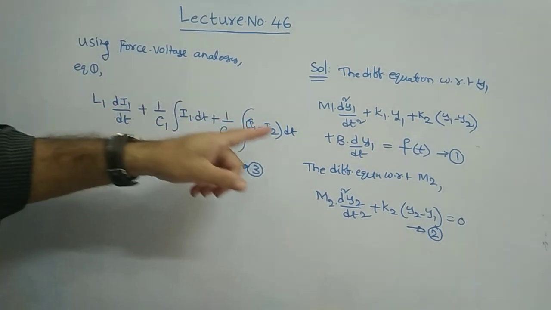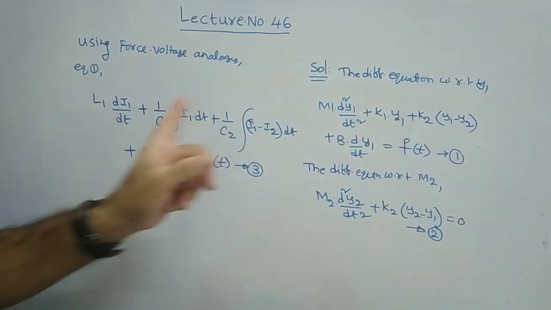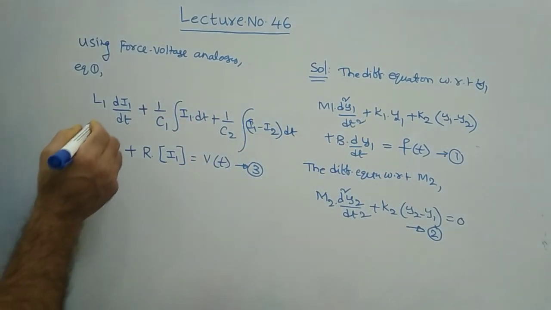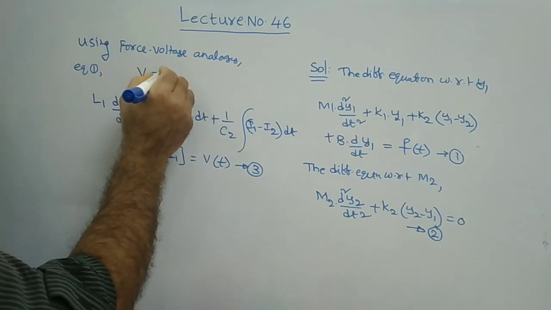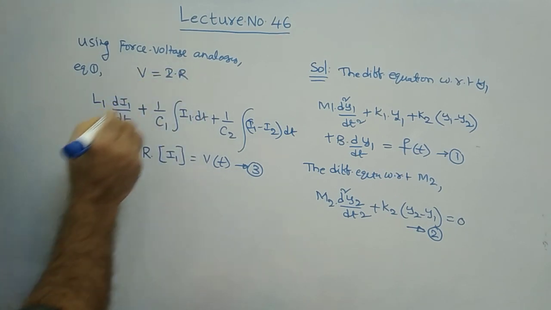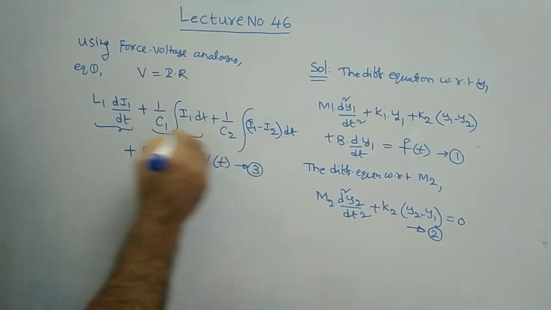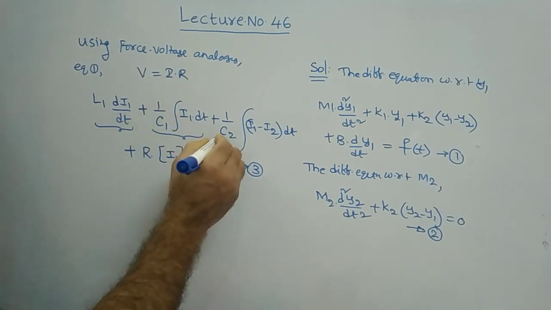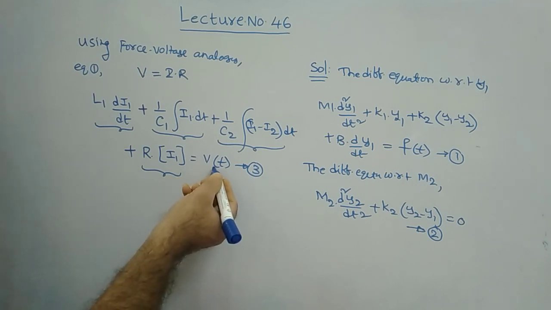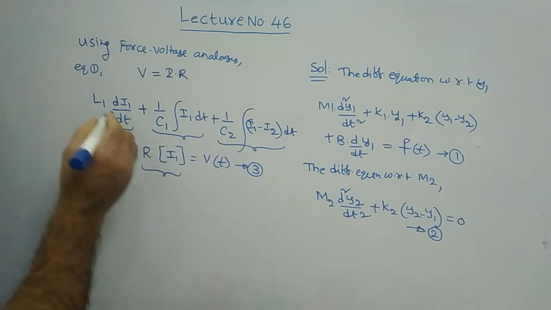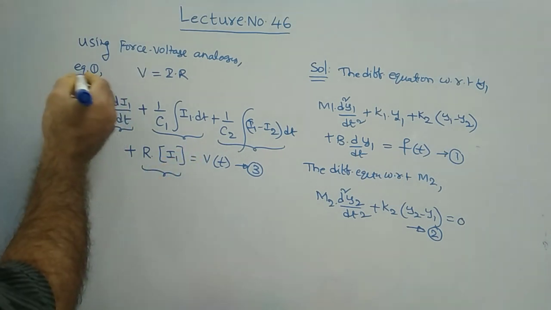If you apply the force voltage, M is equal to L, this is di1 by dt, then 1 by C, and correspondingly. In force voltage, we must write the equation in such a way that V is equal to I into R form. All these are the voltage equivalents: voltage across capacitor, voltage across inductor, voltage across capacitor, and then the voltage across resistor, and finally voltage V is equal to IR form. Clear? And this is from equation 1.